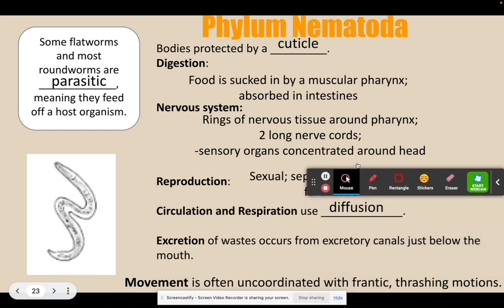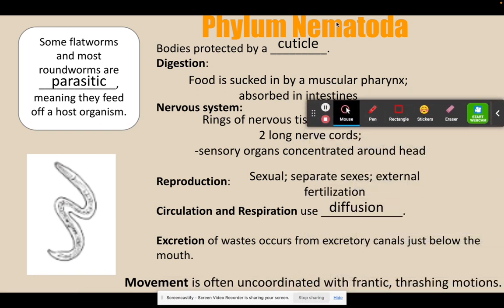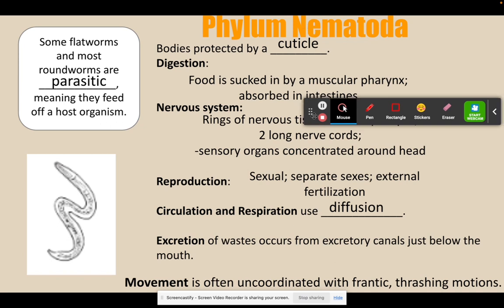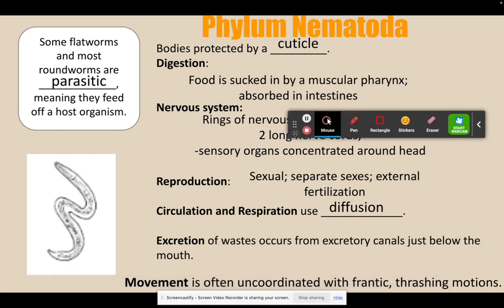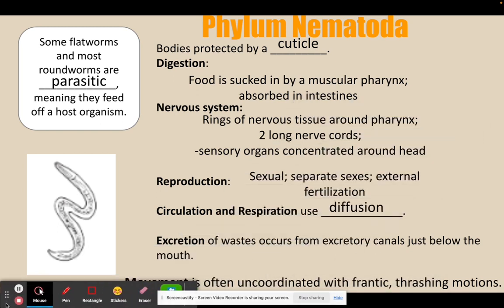And they are very, very commonly known to have these frantic thrashing motions. This is due to the shape of their body and that thick cuticle layer. I'll show you a video in a moment so you'll see how they move. So when you think of worms that have thrashing movements and are frantic and are parasitic, I want you to think about the nematoda or the roundworms. And this just illustrates the cuticle, that outer covering of their body.